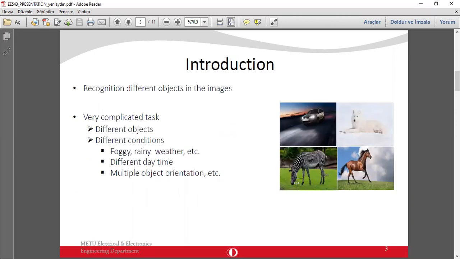In this study, different objects are recognized in the images with the assumption that there exists only one type of object in the images. It's a very complicated task since different objects can exist in different conditions in the images. For example, the images can be captured in foggy and rainy weather, and also at different times of day, like in the morning and at night. And also the objects can be in different orientations and in different locations in the images, and so on.